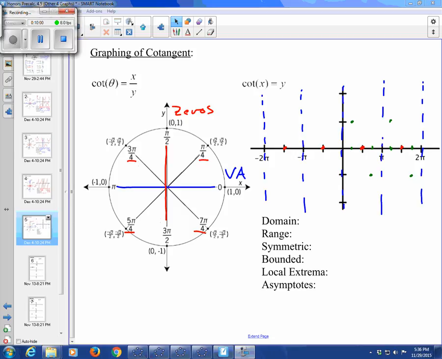All right, so with cotan, we are defined by the ratio x over y, which means that we're going to get vertical asymptotes where y equals 0.